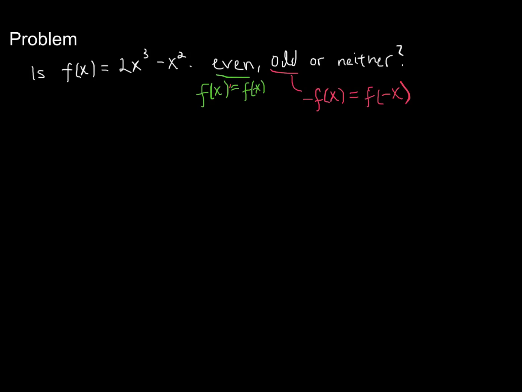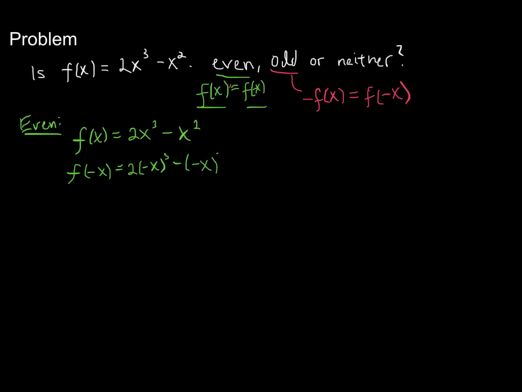Okay, well, let's try these out. So let's first check if it's even. Remember, to check if it's even, I need to find f of x and f of negative x. F of x is really simple. I'm just plugging in x: 2x cubed minus x squared. All right, what about f of negative x? Well, let's try it out. You have 2 times negative x cubed minus negative x squared.